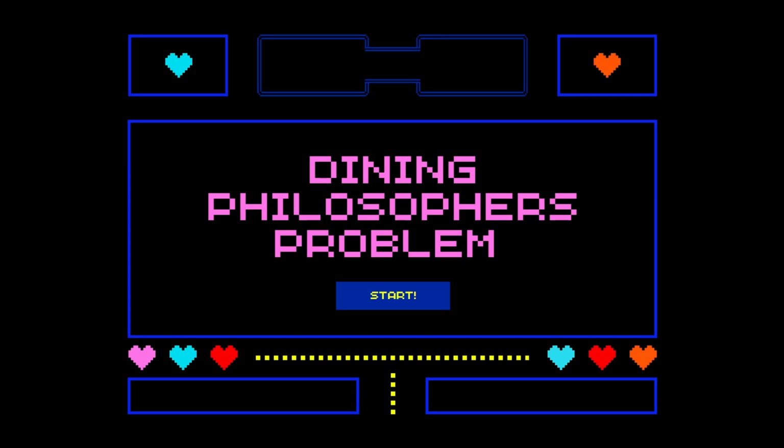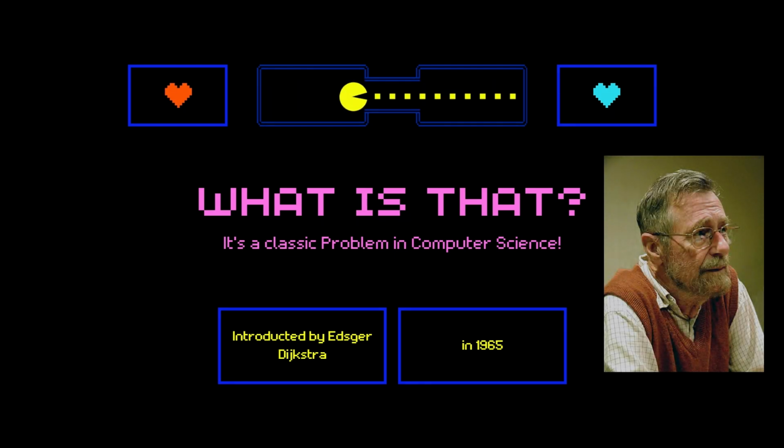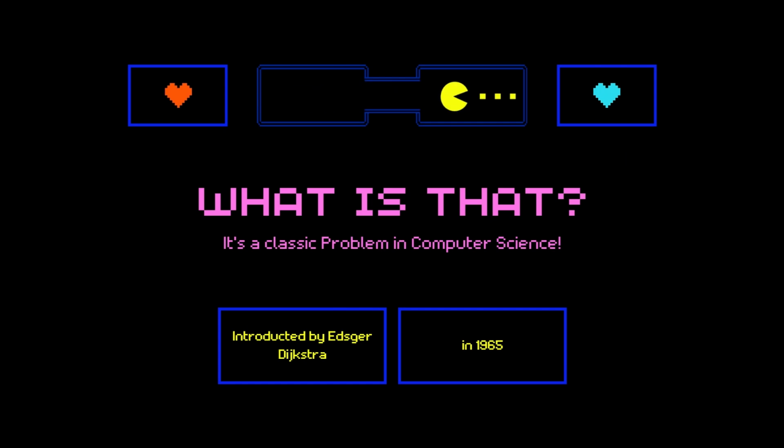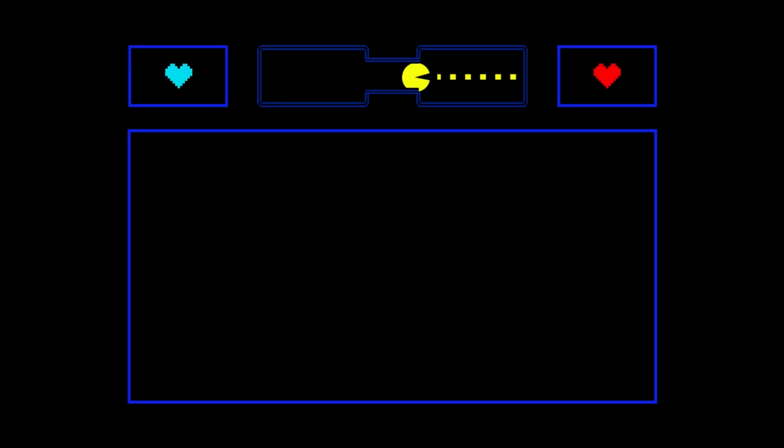Let's talk about the dining philosophers problem. Alright, so what is the dining philosophers problem? It is a classic problem in computer science introduced by Edsger Dijkstra in 1965. It is a great way to understand the challenges of resource allocation and synchronization in concurrent programming.